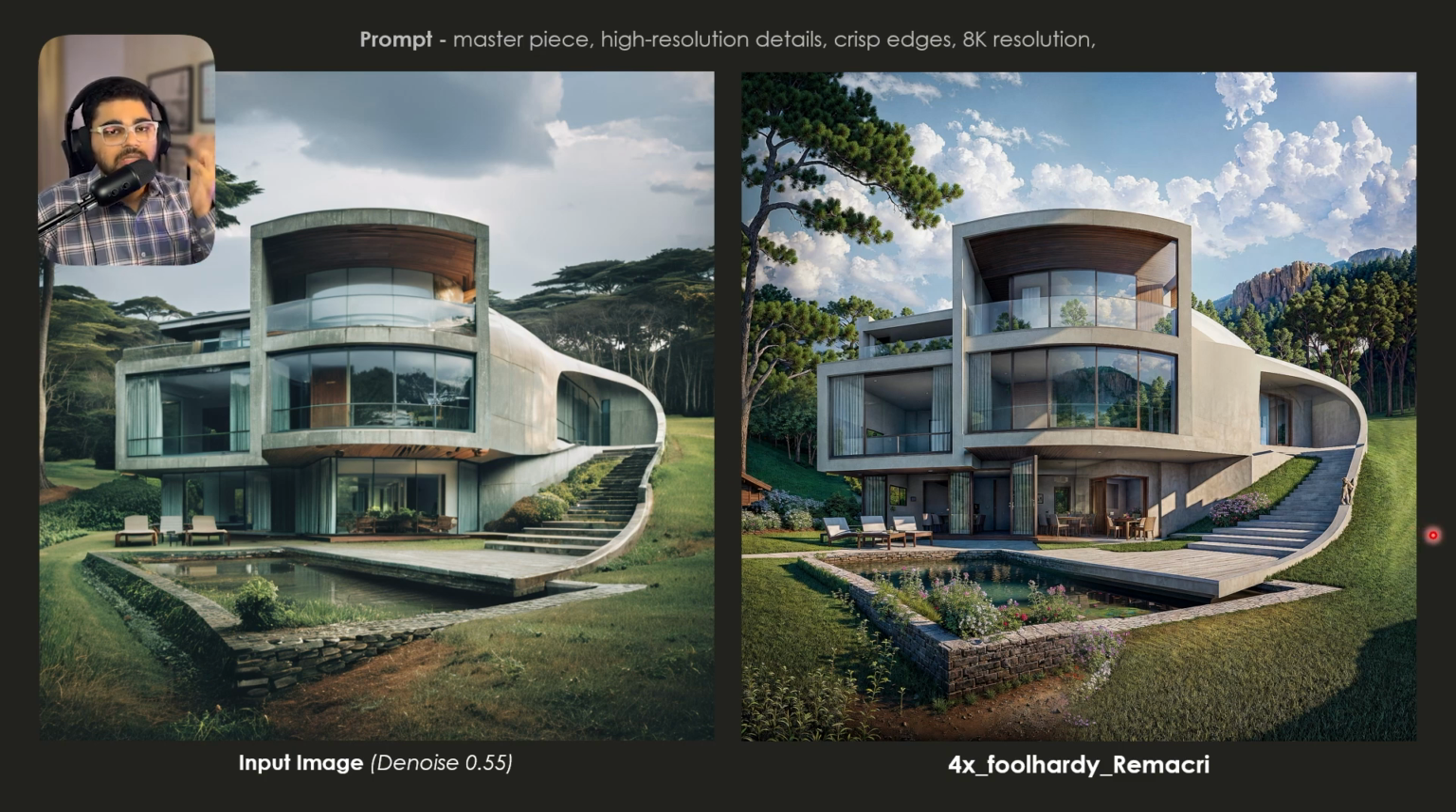But I keep shifting between these four. So 4x FullHardy, Anime Sharp, Ultra Sharp, and NMKD Superscale. These are my four go-to models. If I'm doing something like anime or caricature, I go with Anime Sharp. If I just want quick sharpness, I go with Ultra Sharp. If I want edges, I go with NMKD. And if I want something that is relaxed, doesn't have many details, or I just want to add some details but retain the image, then I go with 4x FullHardy. So it's up to you. You can test all of these four as well.